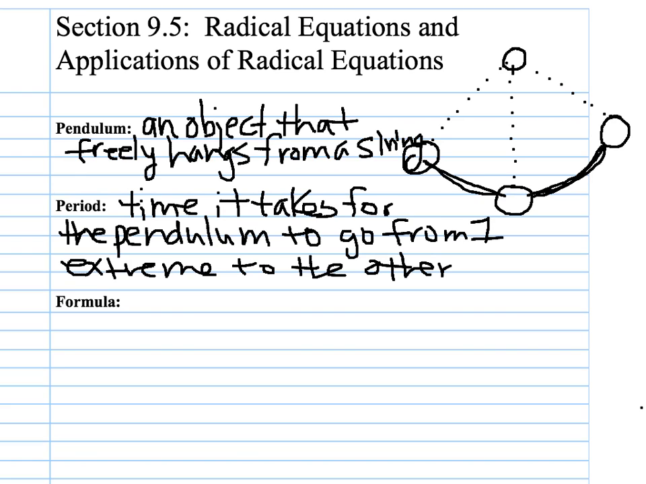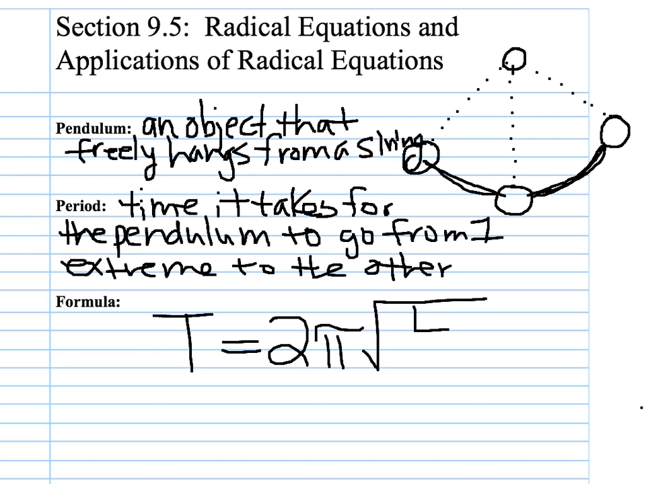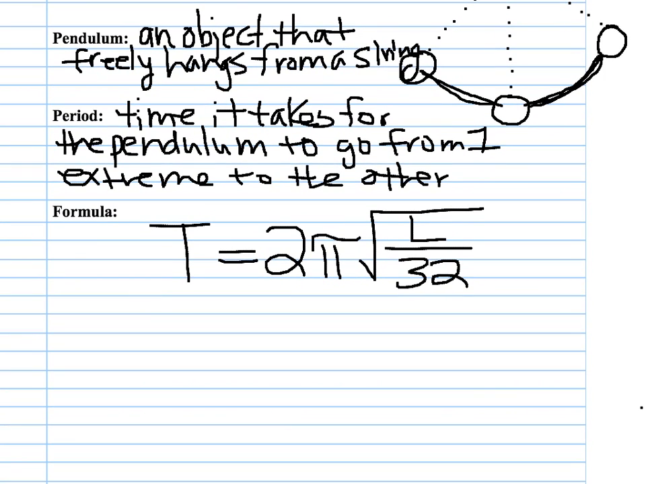The formula for calculating the period of a pendulum is T equals 2 pi times the square root of L over 32. T is the period. It stands for period, or the time it takes to go from one extreme to the other. L is the length of the string.